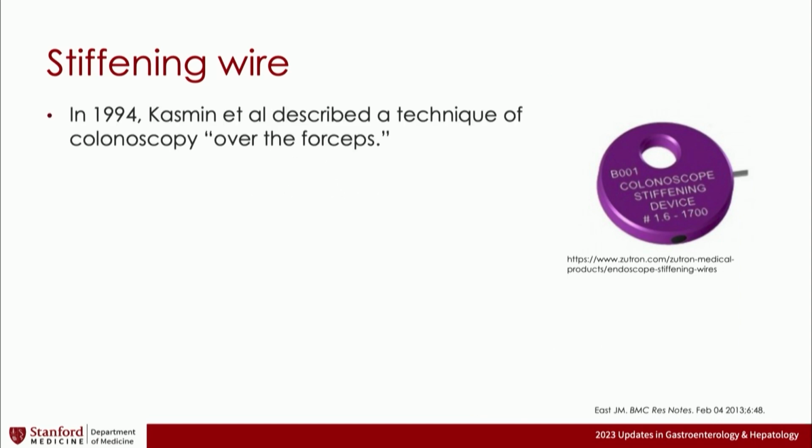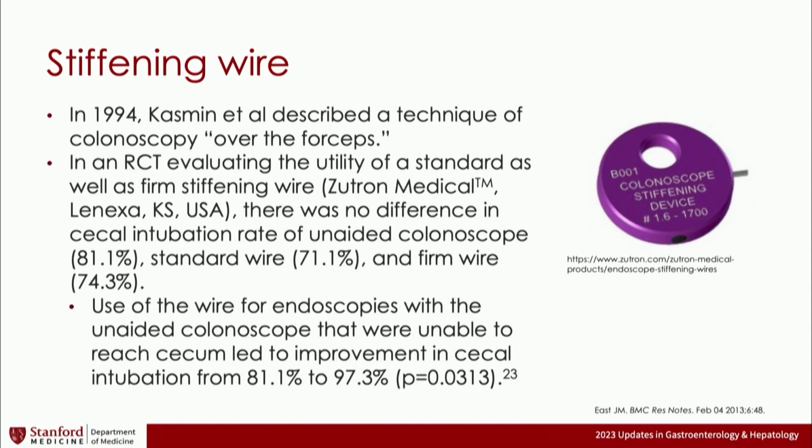In 1994, Kasman described the technique of colonoscopy over the forceps. In this concept, the forceps is advanced 10 centimeters beyond the scope, and then with a little bit of tension on the wire, the scope is wiggled forward. In a variation on this idea, Zutron Medical came up with a stiffening wire. In a randomized controlled trial looking at the standard stiffening wire, the firm stiffening wire, as well as no wire, there was no significant difference in cecal intubation.